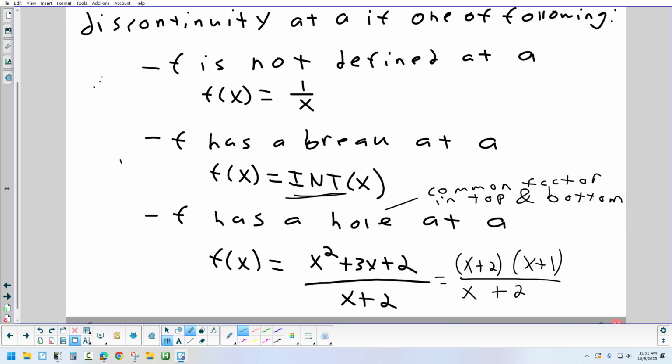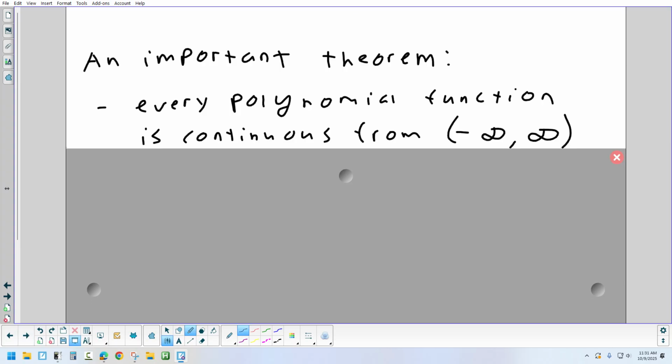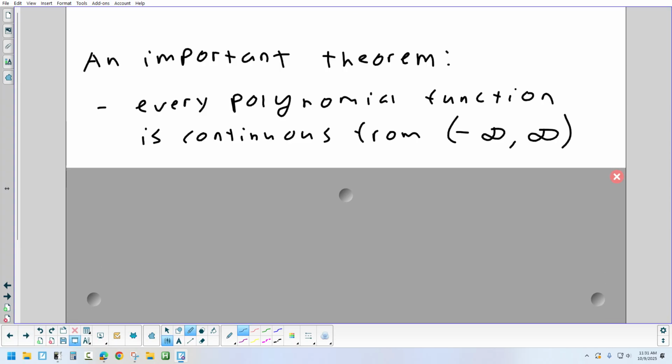The first one and the third one are really the same. They're both dividing by 0. The difference is the first one you can see very easily on a graph. The second one, you can't. It's impossible to see. All right, so that's the main idea of continuity.